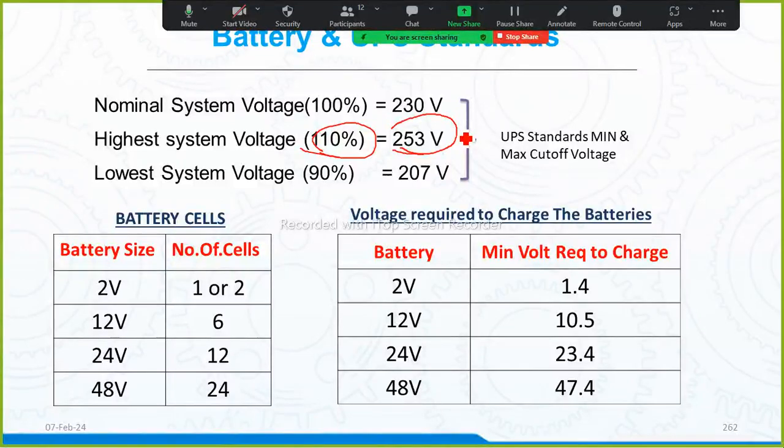Okay, the same way low voltage cutoff: when the input supply you are getting is, say, below 207, then it will cut off the main supply and it will start discharging the battery power which has been charged. It will start discharging the power to the load.